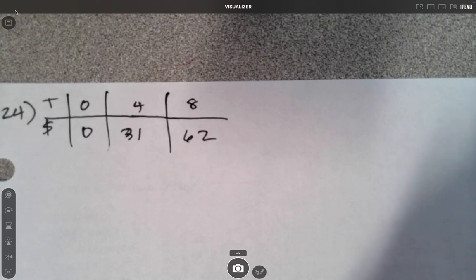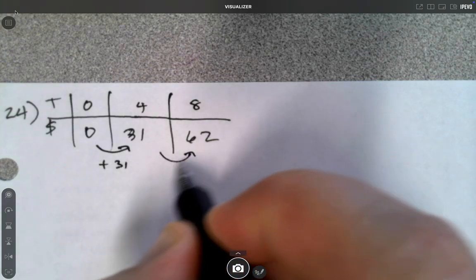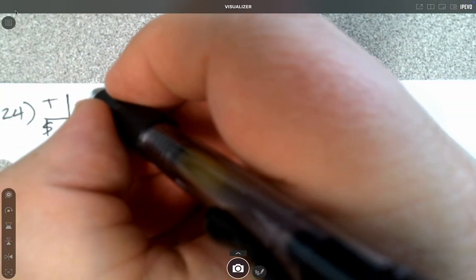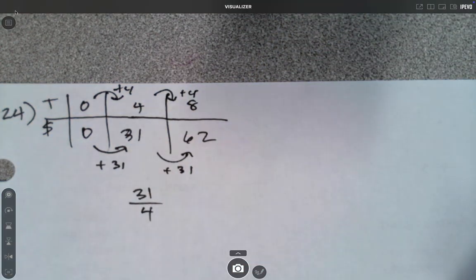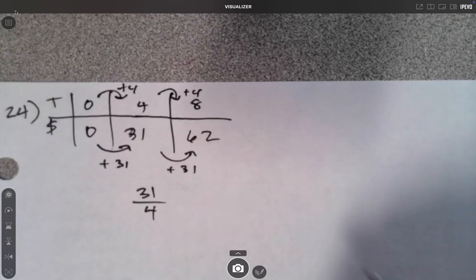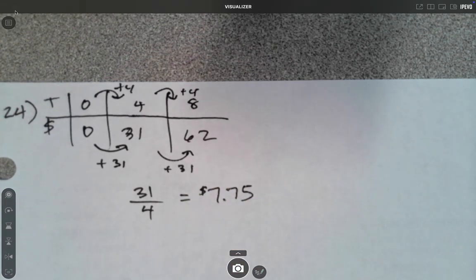Okay, so remember, rate of change means slope. So we'll need to see how the x's and the y's are changing. So the y's are going up by 31 each time. So I'll put 31 on top. The x's are going up by 4 every time. So I put 4 on the bottom. Now I would accept this answer, 31 over 4. You can also divide it in your calculator, and you'll see that it is 7.75. And what that means is this person is earning $7.75 per hour.